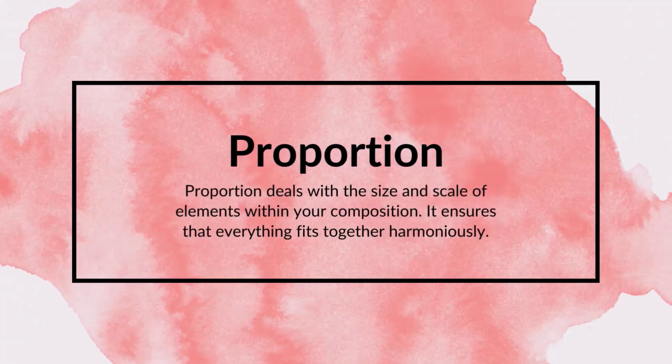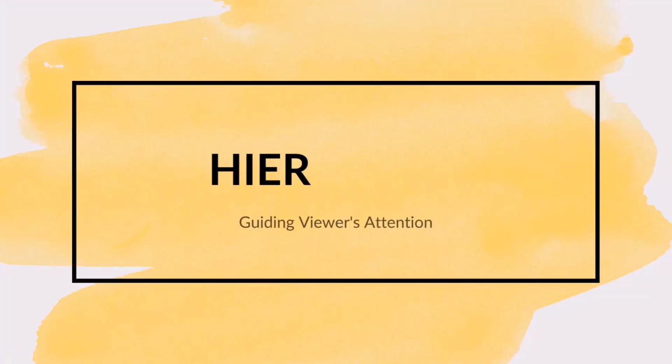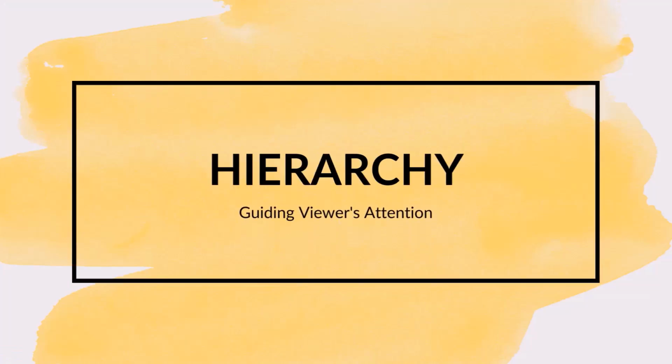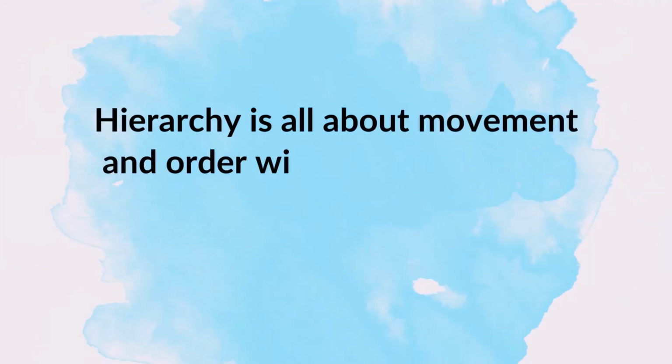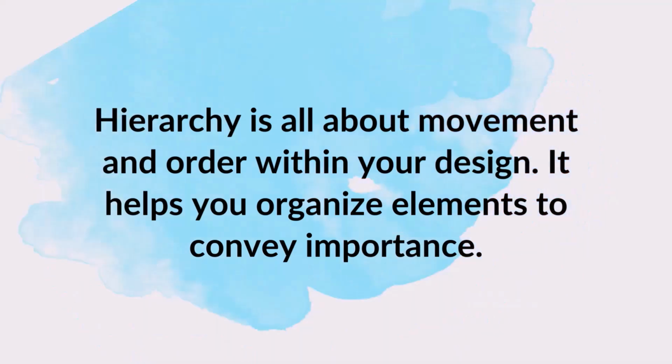And we have proportion. Proportion deals with the size and scale of elements within your composition. It ensures that everything fits together harmoniously. What proportion does is that it gives everything order. As you can see, something could be bigger, something could be smaller, but they are in the same circle. Proportion is just like the concept of same differences. And we have hierarchy. Hierarchy guides viewers' attention. It layers your design in steps or in levels. So hierarchy is all about movement and order within your design. It helps you organize elements to convey importance. So the most important elements will be at the top. That's hierarchy for you.